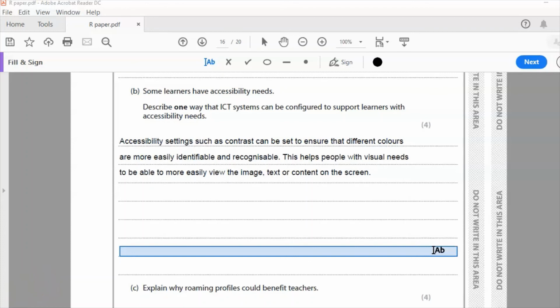I just spotted my typo there. This helps people with visual needs to be able to more easily view the image, text or content on the screen. We also have things like subtitles. Some of you may view this video with subtitles on. I put the settings for subtitles on so that you can more easily understand the content if you've got specific auditory needs, auditory impairments, so you can more readily access the content.